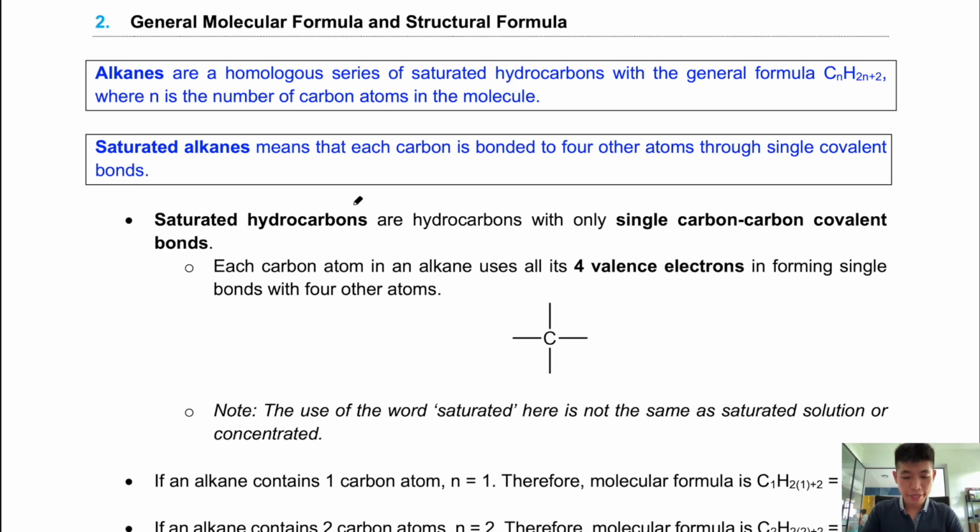What's the definition of alkanes? Alkanes refers to the homologous series of saturated hydrocarbons. This is just the general formula, where n represents the number of carbon atoms in the molecule. A recap, what does saturated mean? Saturated molecules have only single bonds between carbon atoms, whereas the term hydrocarbon refers to molecules containing only carbon and hydrogen atoms. So all your alkanes, we can describe them as being saturated hydrocarbons.